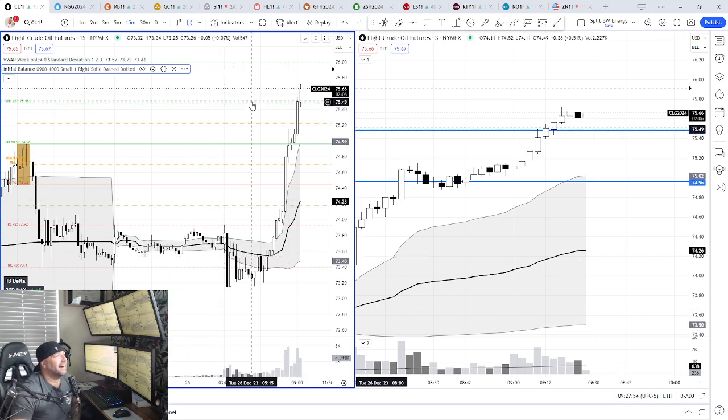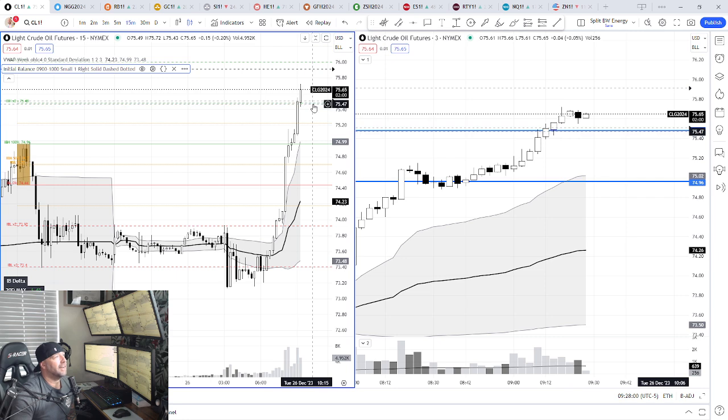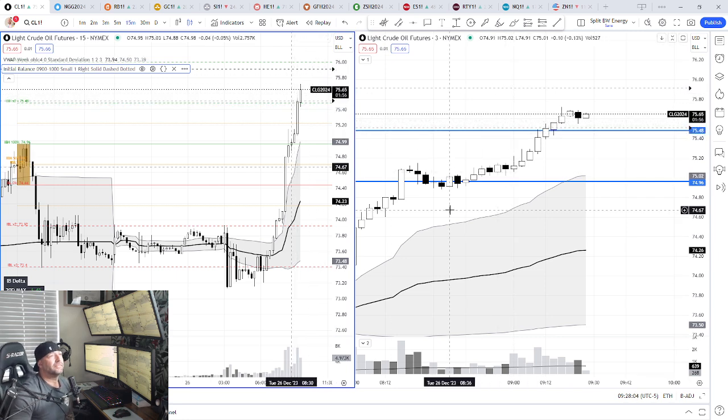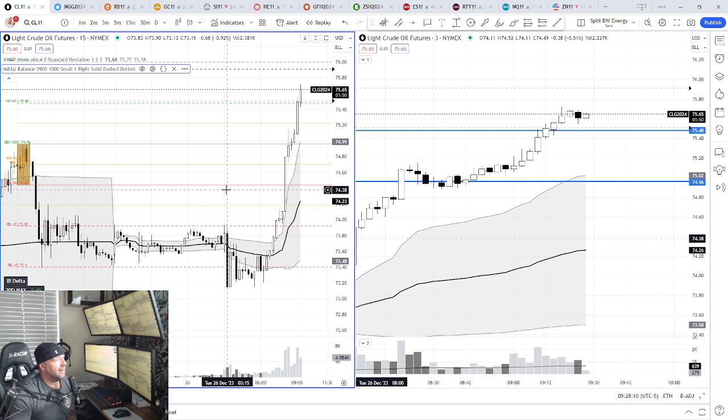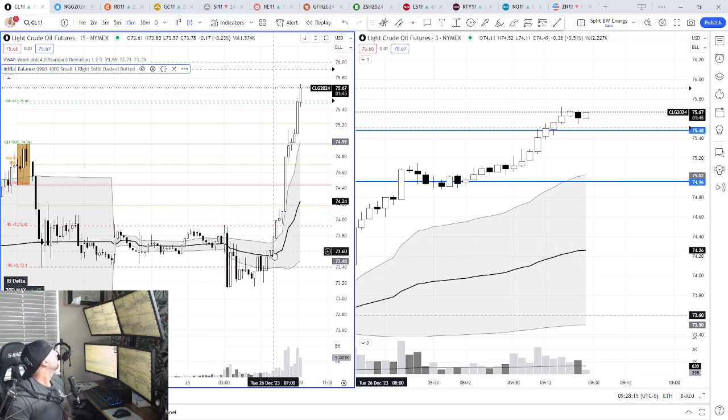So I messed up that short in oil. I was actually in the money nicely on 2 contracts. I covered one and took a loss on the second one. And gold just broke above VWAP.